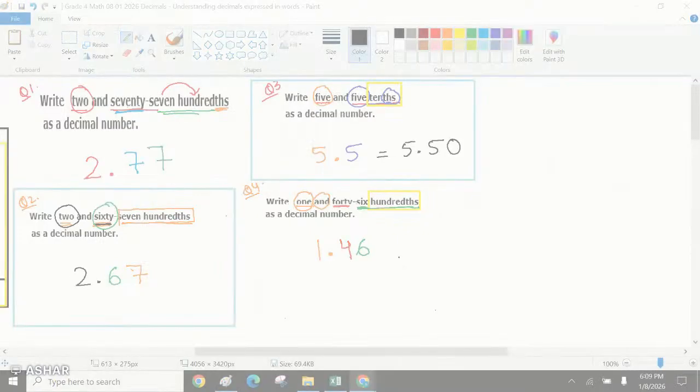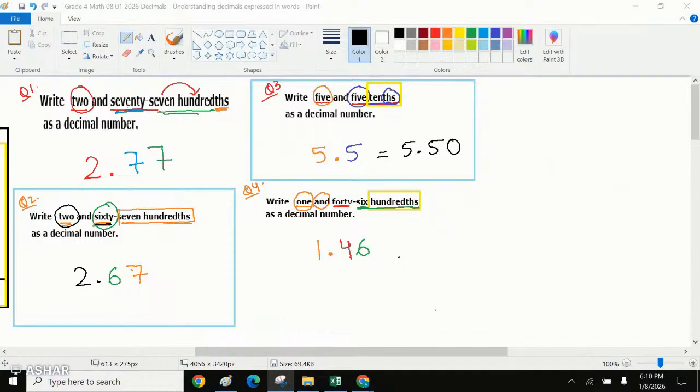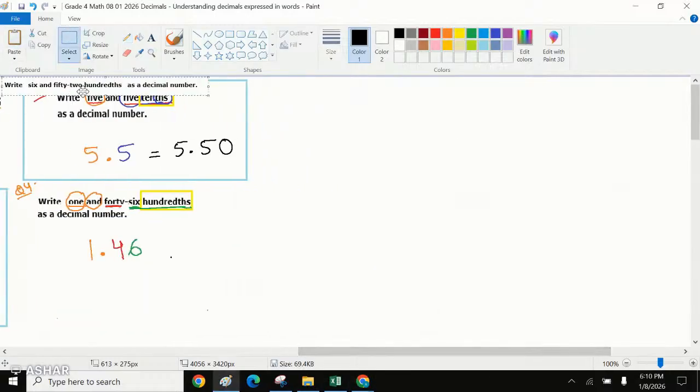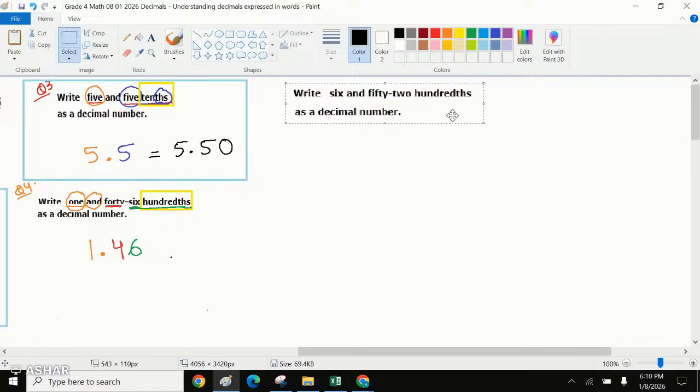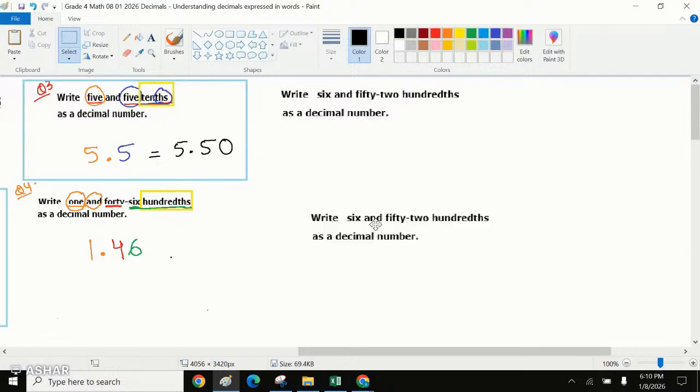650. Depending on the question, if they say write 652 as a decimal, right? So what can we say in this question? Hundreds. It was saying hundreds. I'll copy this. I'll just change the same question. I'll change the next question later. Let's focus on question number 5 for now.